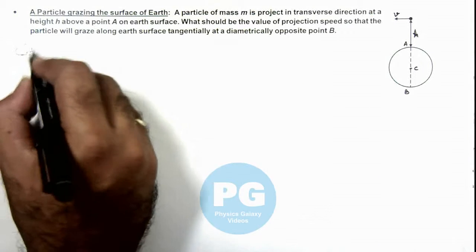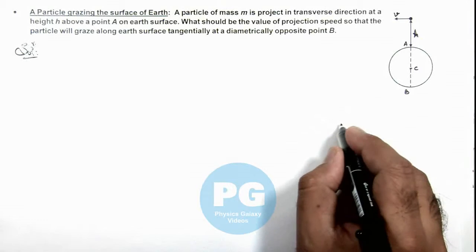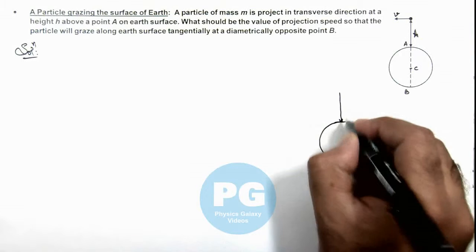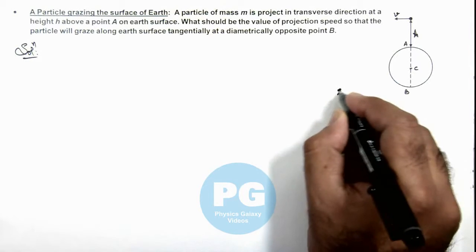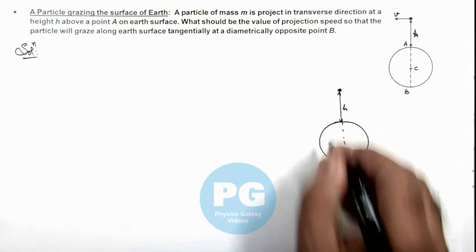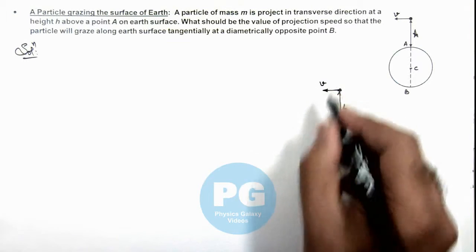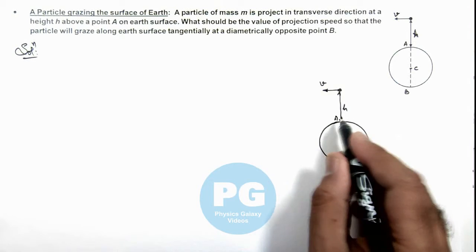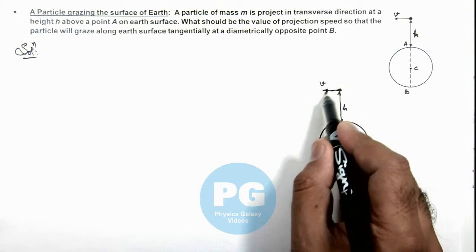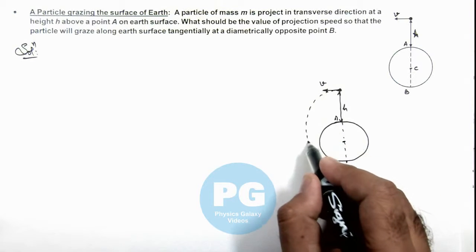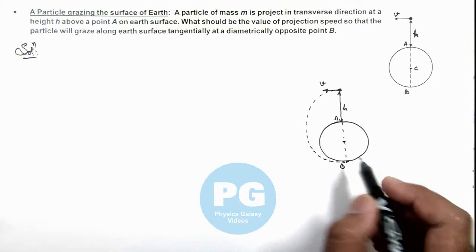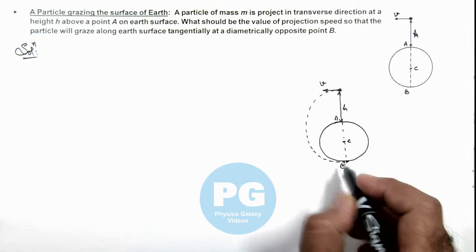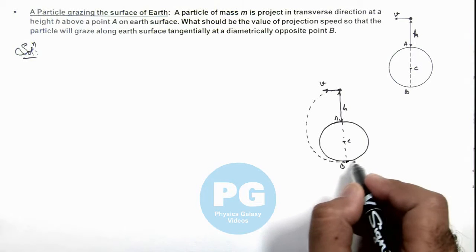Here to analyze the situation, let's draw the picture for the motion of this particle which is thrown at a height h above the Earth's surface. So if this particle is thrown with the initial speed v, to reach a diametrically opposite point B, it should be thrown with such a speed that it follows an elliptical trajectory, and finally the minimum distance of the trajectory from the center of Earth should be equal to r. Then only we can say it will be able to graze the surface of Earth.